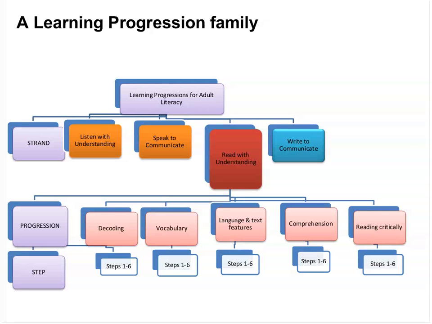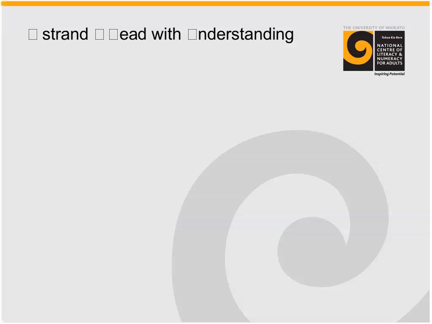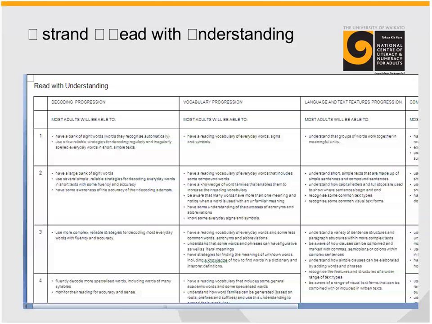The family can also be seen as the strand, and you'll find this in the introduction to the literacy progressions. This is the Read with Understanding strand. So the strand is the Read with Understanding. The progressions across the top, you can see it in decoding, vocabulary, language and text features, etc. And then we have the steps as they start from 1 going to 6 down the left-hand side.